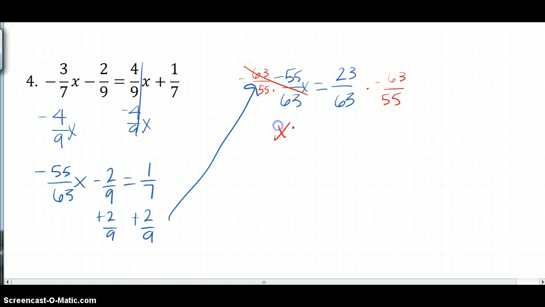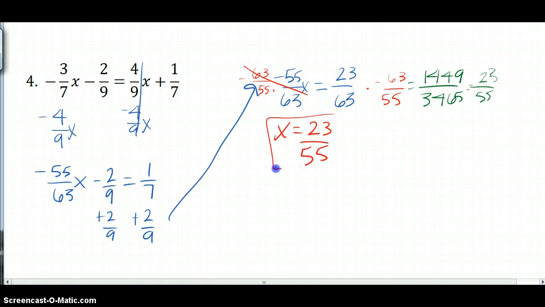So they cancel and I just have x equals, when you multiply fractions, just multiply straight across. So I'm going to do 23 times negative 63, which gives me 1,449. And on the bottom I have 63 times 55, which gives me 3,465. And to simplify, if I divide those two, my final answer is 23 over 55. So x equals 23 over 55.